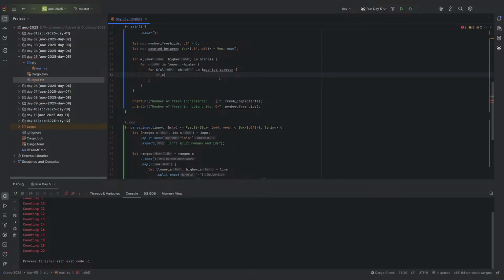Lower is not in his range and is less than CL. No, because it has to be for all of them. For each number, I check every range now. If there's any range in which this number lies, we don't count it.